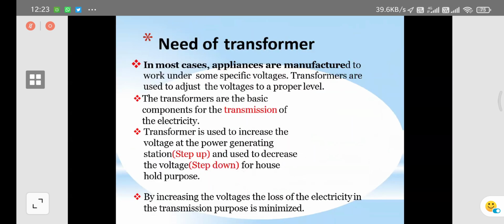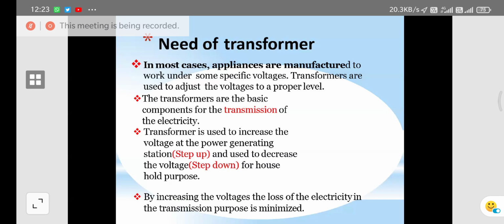In most cases, appliances are manufactured to work under some specific voltage. So transformers are used to adjust the voltage to a proper level with the help of step up and step down. How to get the step up or step down transformer depends on the number of turns. Transformers are basic components for the transmission of electricity.